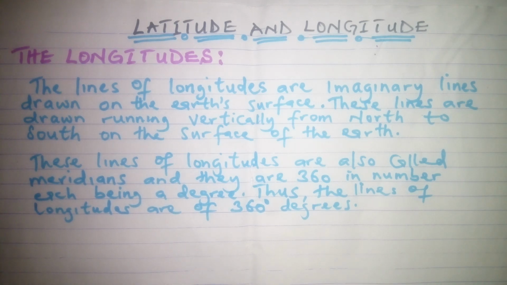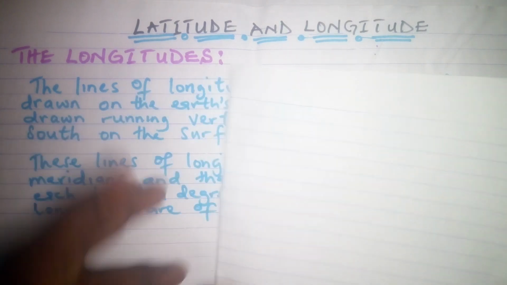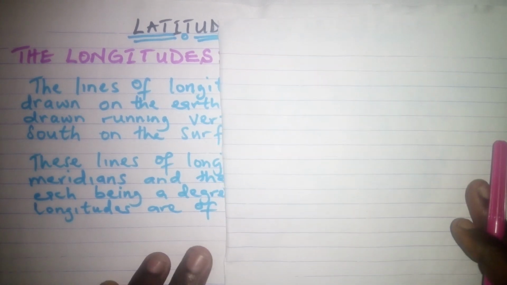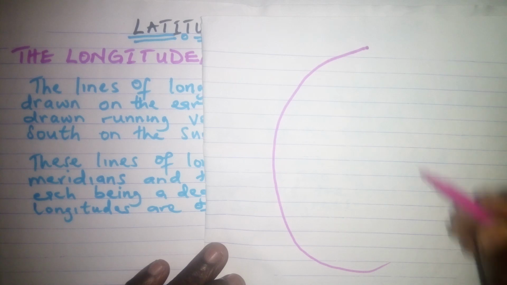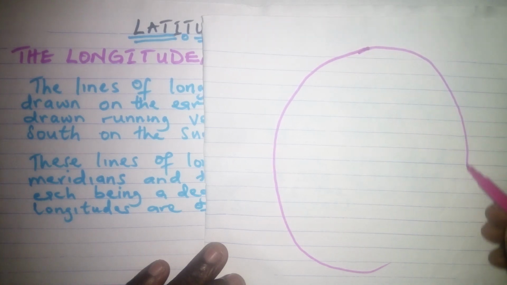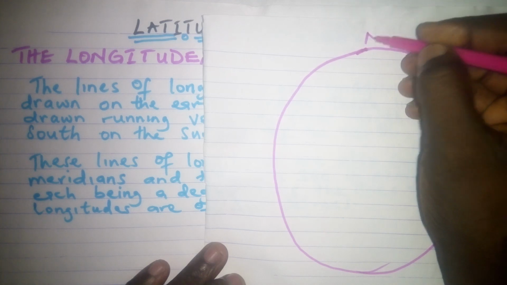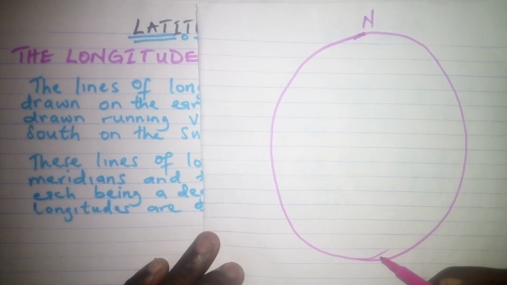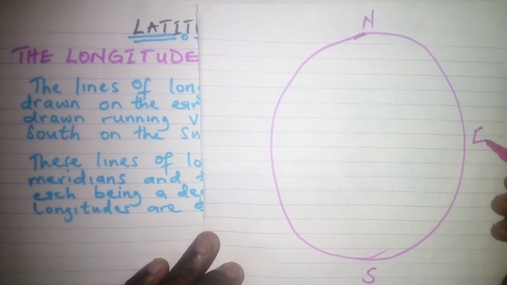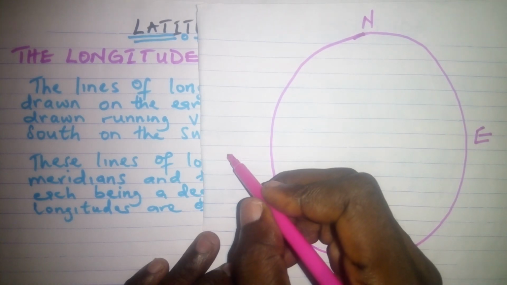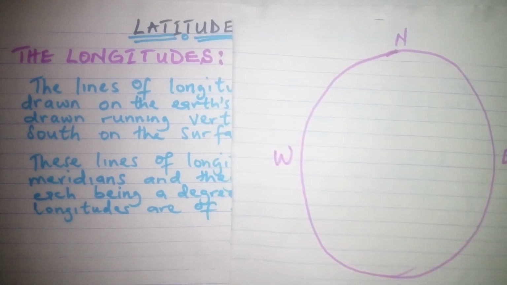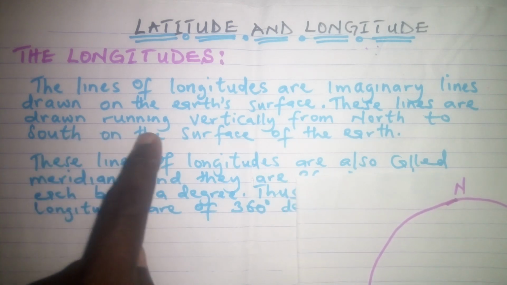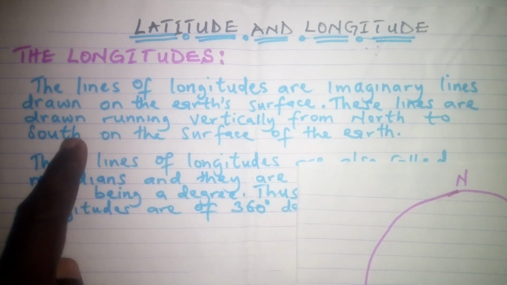Okay, let's represent this definition in pictorial form. So let's draw our Earth. We're going to use a sphere. So drawing a sphere as our Earth, we're going to say, okay, let it be this way. And this is our north, this is south, this is the east, and this is the west. Okay, from the definition, it says these are lines drawn running vertically from north to south.